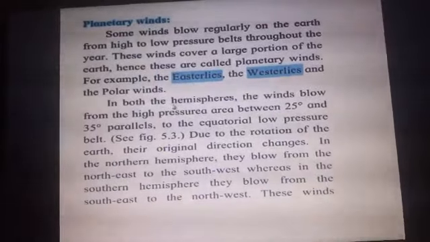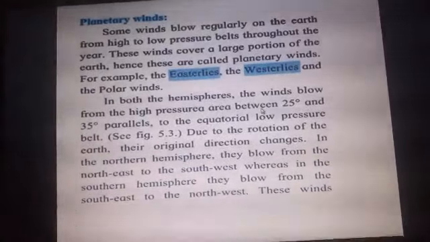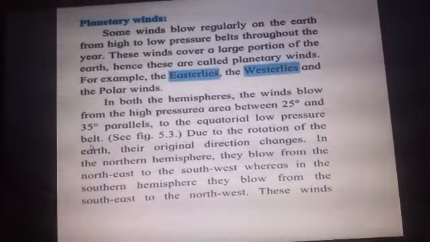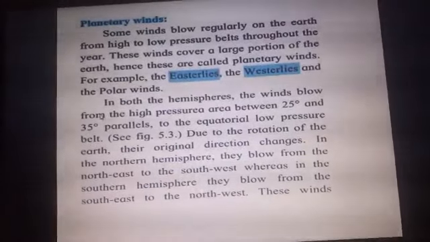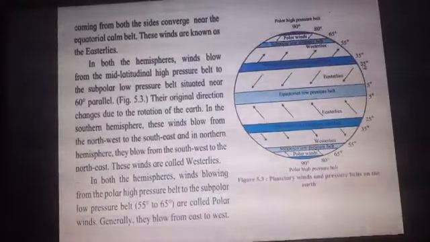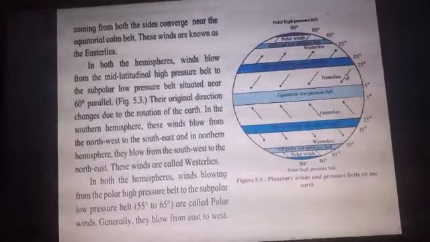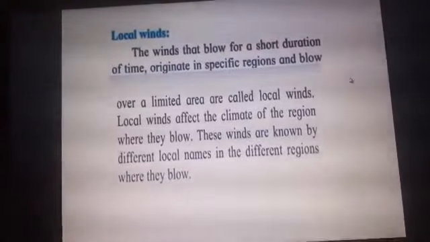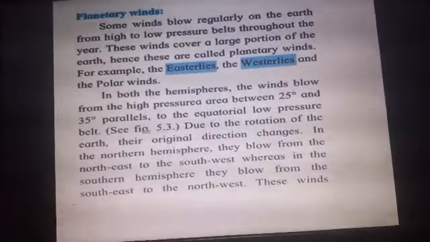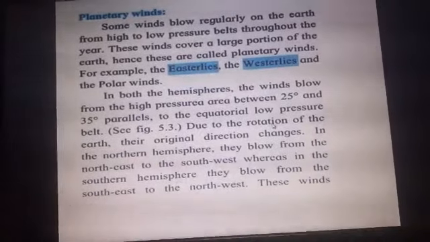In both the hemispheres, the winds blow from the high pressure area between 25 degree and 35 degree parallels to the equatorial low pressure belt. What happens in both the hemispheres, that is the northern and southern hemisphere, the winds are blowing from the high pressure area. You can see here, this is 25 to 35 degrees. So winds are blowing from high pressure area to low pressure area, from the 25 degree to 35 degree parallels to the equatorial low pressure belt, due to the rotation of the earth.